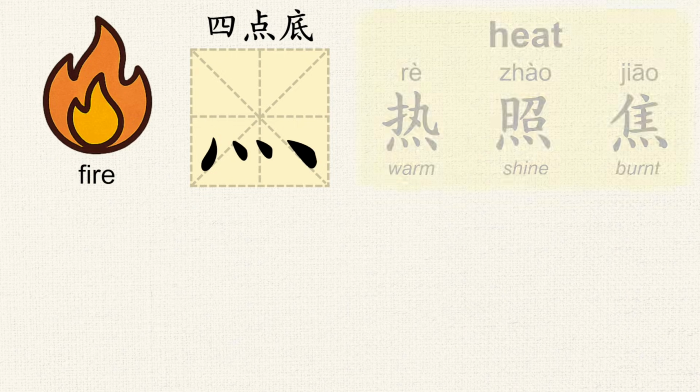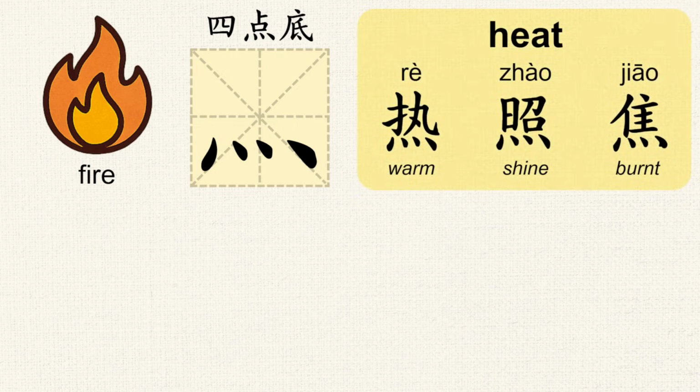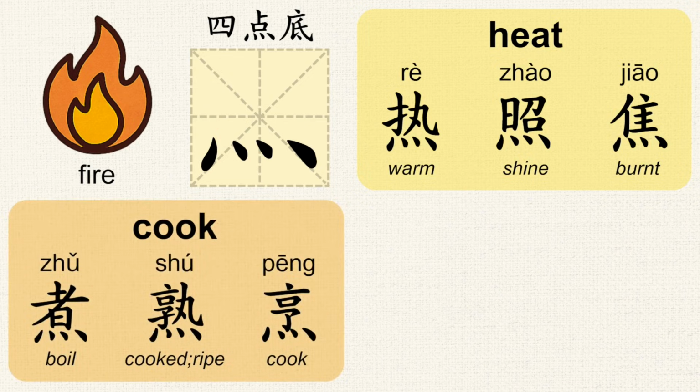It can stand for heat, for example in 热, which means warm, 照, which means to shine, or 焦, which means burnt. It too appears in terms related to cooking, like 煮, which means to boil, 熟, which means something is cooked through or ripe, or 烹, as in 烹饪, which is the formal term for cooking.